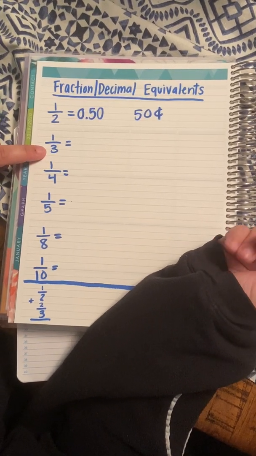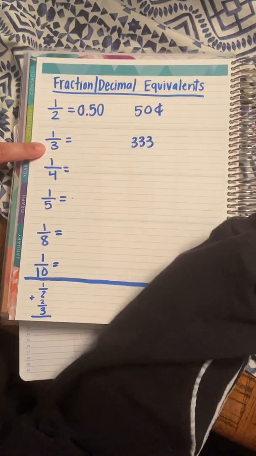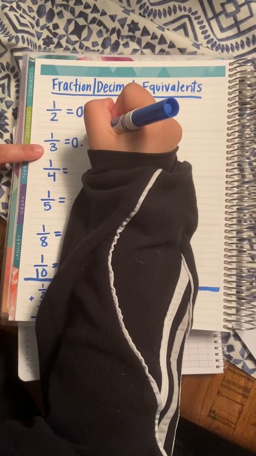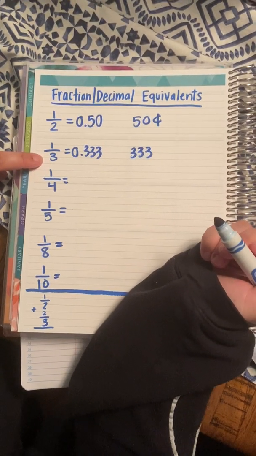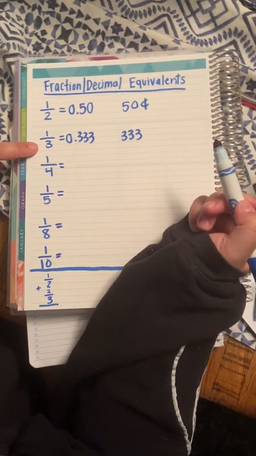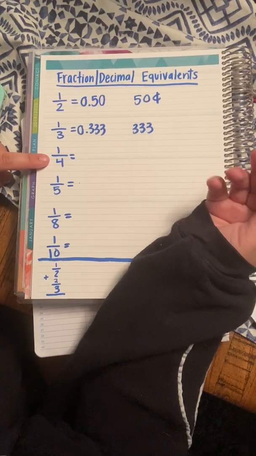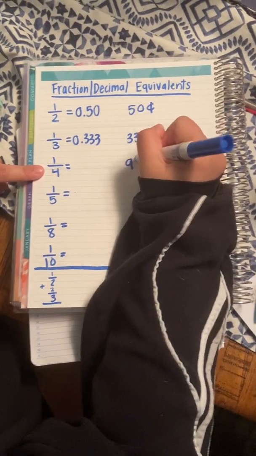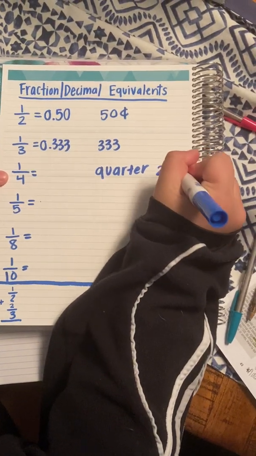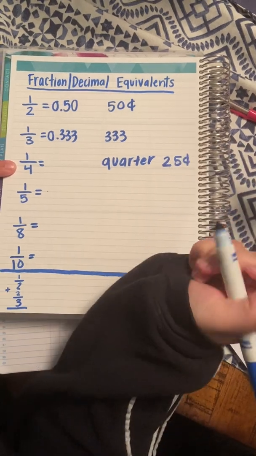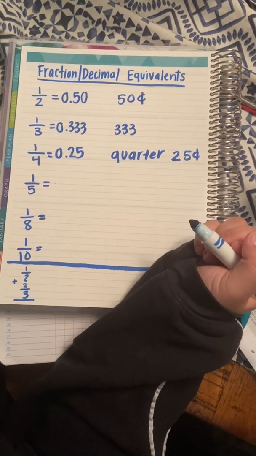When you see 1/3, you think 0.333. So the equivalent decimal for 1/3 is 0.333. If it's 2/3, we would add that twice, so that would be 0.666. Moving on to 1/4. When you see 1/4, you think quarters, and a quarter costs 25 cents. So our decimal would be 25 hundredths.